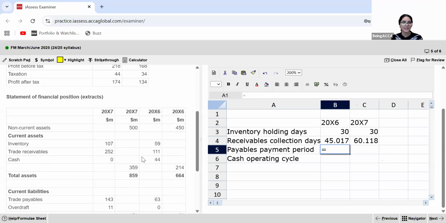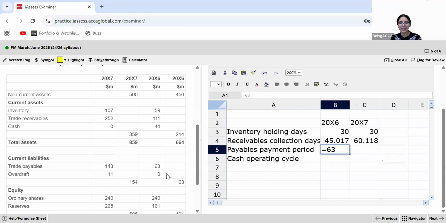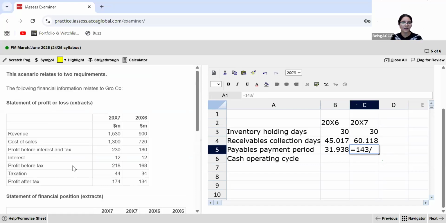Same, I will do the payables days. Payables that are given to me are 63. The reason why I have payables is because I did not pay for my cost of goods on time. So the cost of goods is 720 for the first year, so 63 divided by 720 multiplied by 365. And then for the other year, the payables are 143, and the cost of sales is 1300, multiplied by 365. So here I have my numbers ready with me. These are the number of days that I am working out for inventory, receivables, as well as payables.